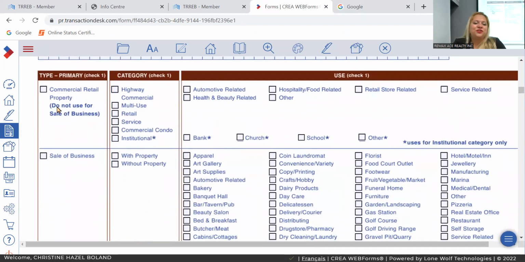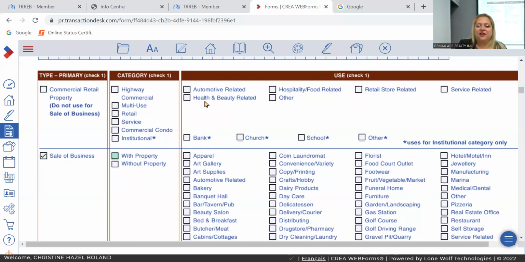I'm trying to get to all these different things here. Okay, so here, commercial retail. Do not use for sale of business. Okay, so last week we talked about listing a business. You're going to say commercial retail property. That means it's the physical property for sale. But say I'm just selling the auto mechanic shop, but I don't own the building. I'm going to do sale of business without property, or I can do sale of business with property, right? So you have to know what category it's falling into.